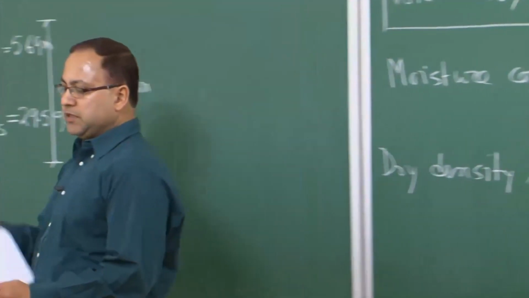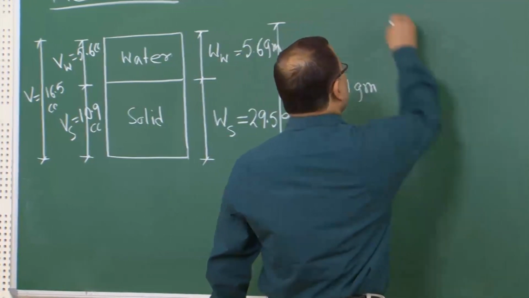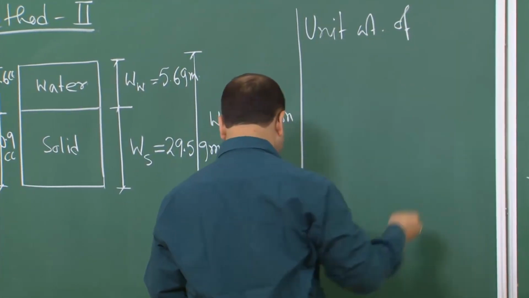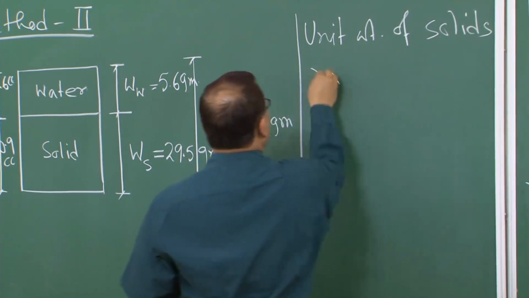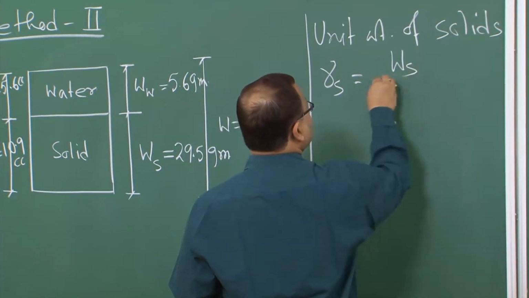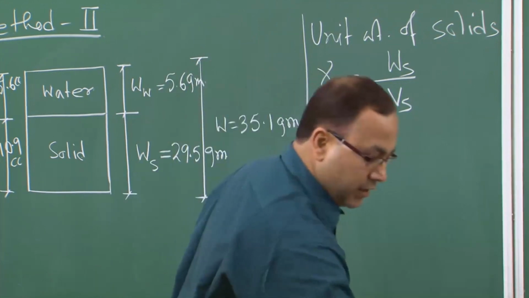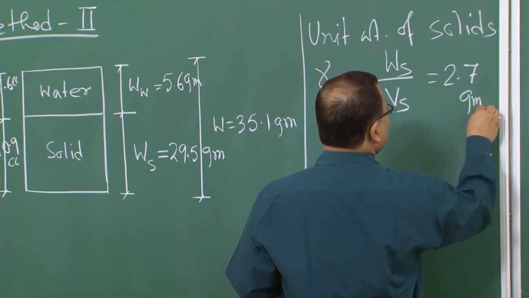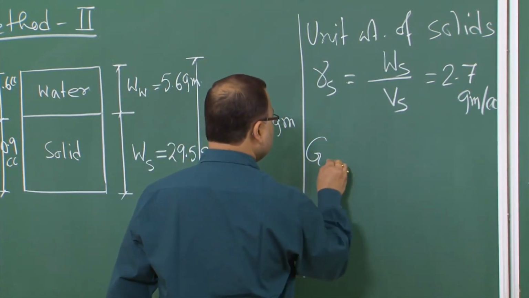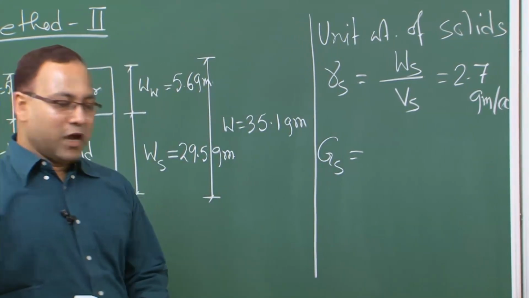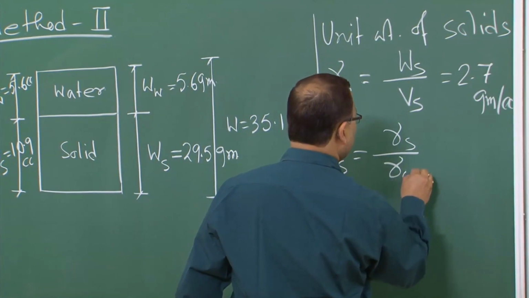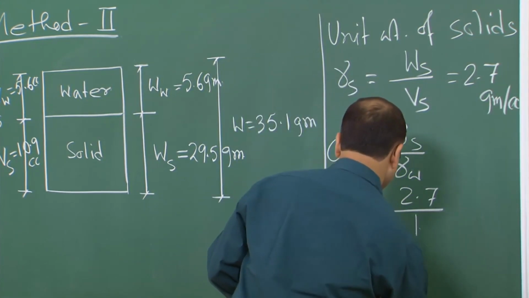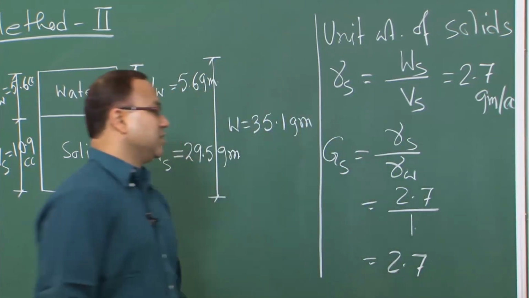Now which one is left? The specific gravity. So let us find out the specific gravity. Your unit weight of solids, gamma S, can be obtained from this definition, very simple, right? Ws by Vs. If you put in the values, you will get 2.7 gram per cc. So the specific gravity Gs is gamma S by gamma W. Gamma S is 2.7 and gamma W we consider as 1, so you will get 2.7 as your specific gravity.